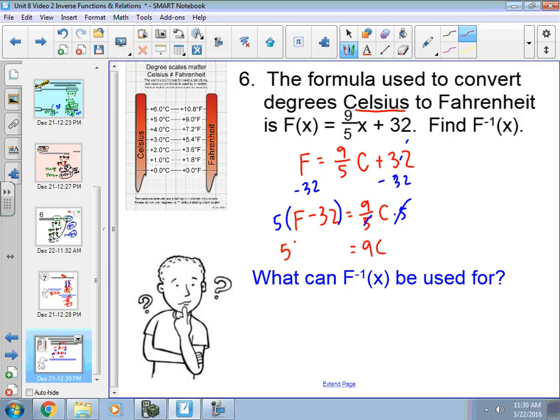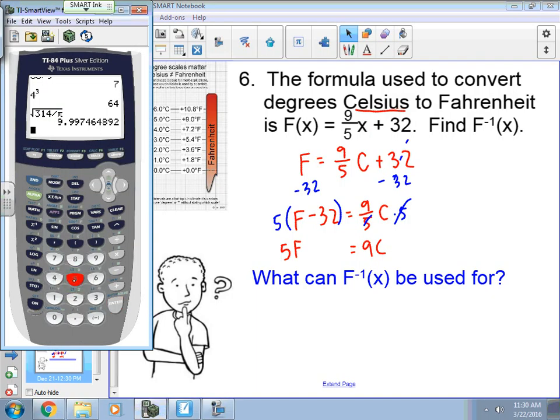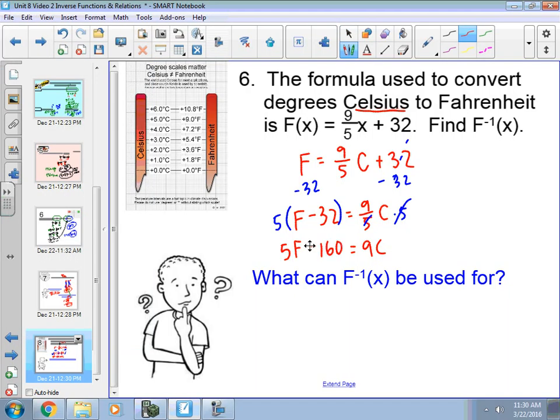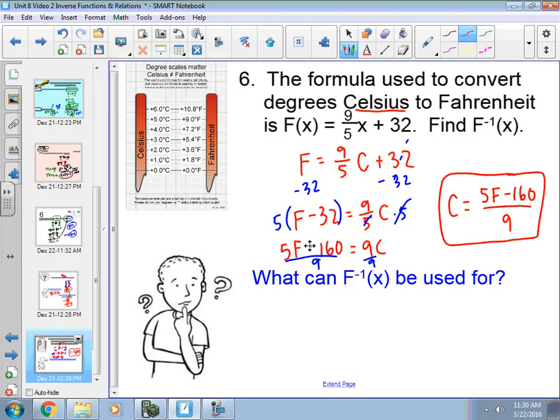So we got 5F, and we got to see what 5 times 32 is. Looks like 160. Okay, last step now. We got to divide by that 9, so we got to divide the other side by 9. So it looks like our inverse here is C equals 5F minus 160 divided by 9. And I'm not going to divide those individually because I don't think 9 goes into either of those. So this would be the inverse of the other one.